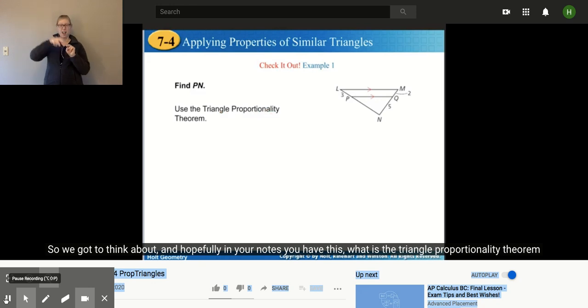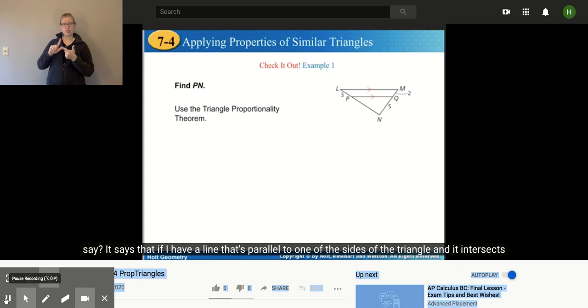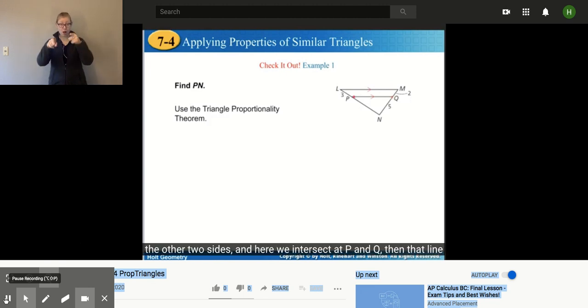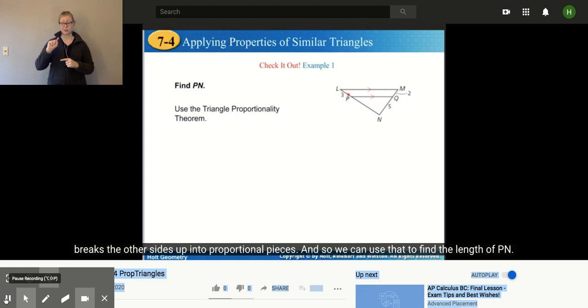So we have to think about, and hopefully in your notes you have this, what does the triangle proportionality theorem say? It says that if I have a line that's parallel to one of the sides of the triangle and it intersects the other two sides, and here we intersect at P and Q, then that line breaks the other sides up into proportional pieces. And so we can use that to find the length PN.